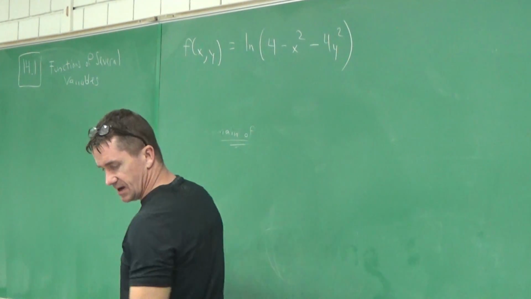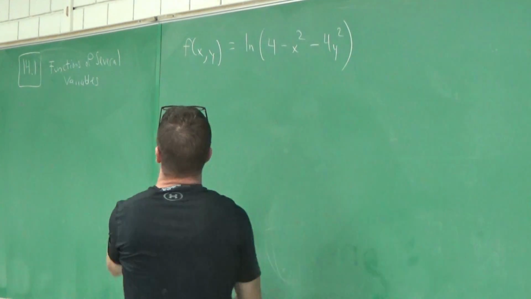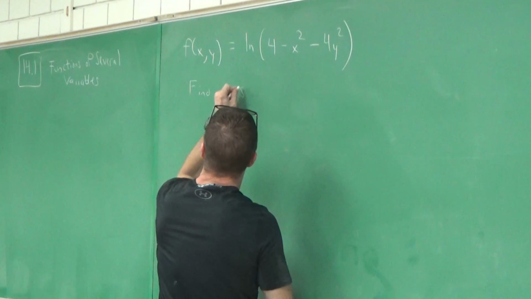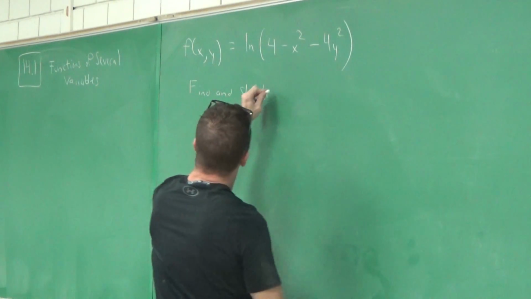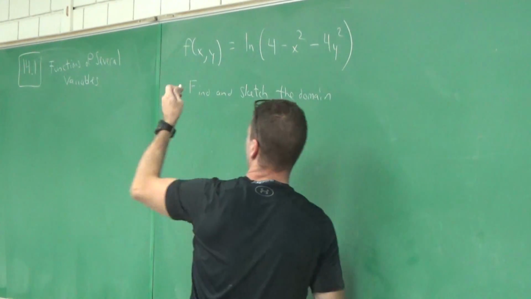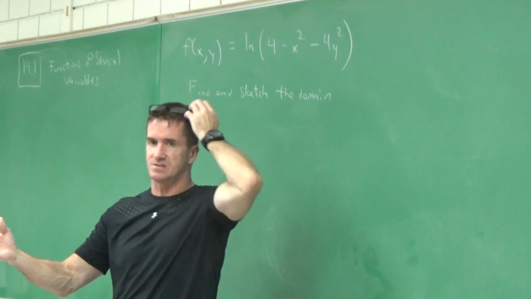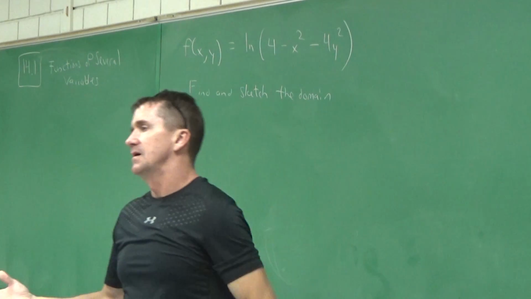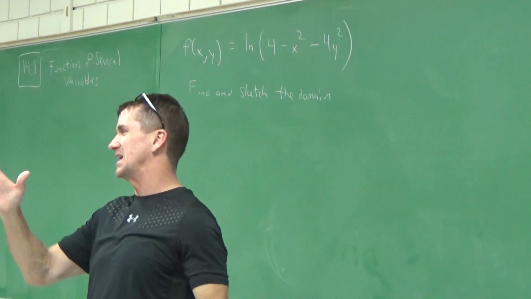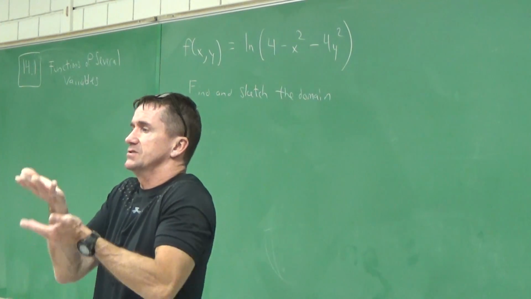The directions say, find and sketch the domain. So we don't need the range. They just want the domain. So this is where we start in 14.1. We need to talk about functions of several variables. And we're talking about functions maybe we can graph three-dimensionally. We should be thinking about, well, what's its domain, what's its range?